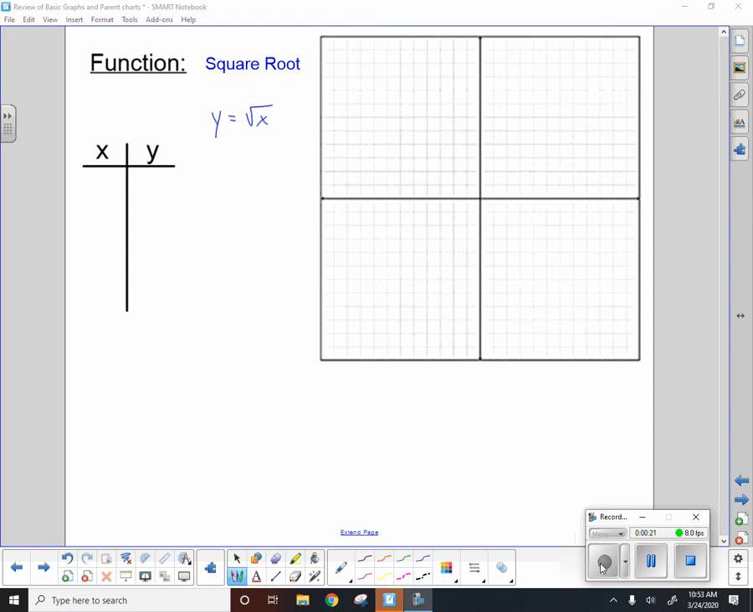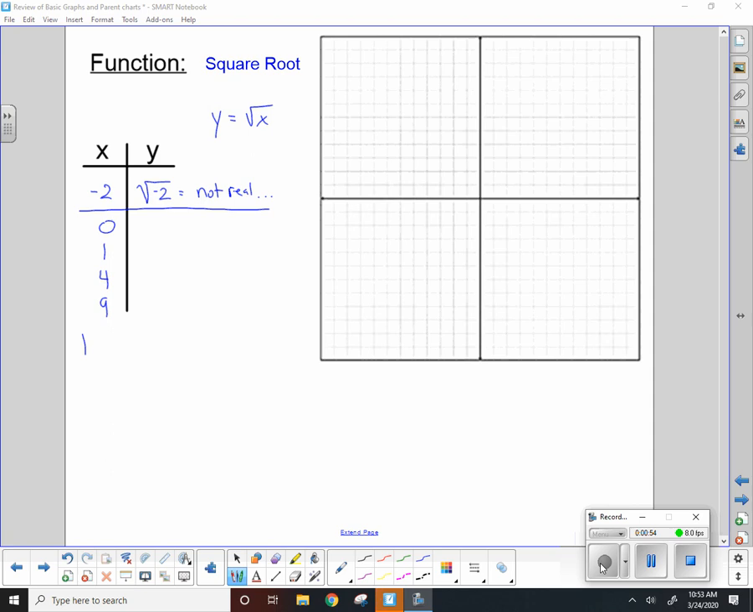We're actually going to start with different x values. So I'm not going to start with -2, because if I take the square root of -2, we've learned that that's not a real number. That's what we call an imaginary or complex number. So we're actually going to start with 0, 1, and then instead of 2, because the square root of 2 is not really easy to graph, we're going to jump to 4 and next to 9. We're going to put perfect squares in for our parent chart.